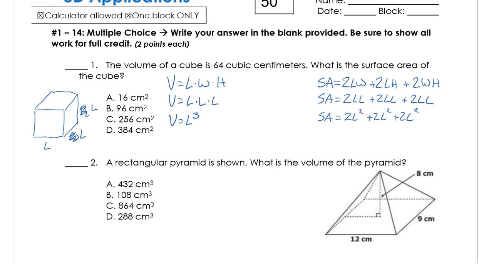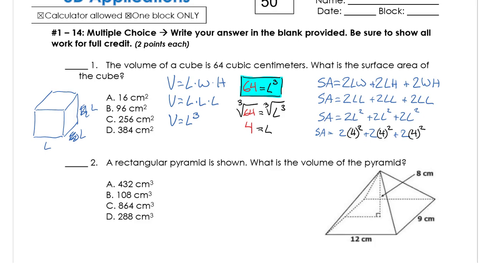Well, what is the length of each side of the cube? We're given that the volume is equal to 64 cubic centimeters, or really the volume is equal to L cubed. So to find the length, we'll take the cube root of both sides, giving us the length is equal to 4. Substituting this into our surface area formula gives us that the surface area is equal to 2 times 4 squared plus 2 times 4 squared plus 2 times 4 squared, which gives us a value of surface area equal to 96 centimeters squared, or answer choice B.